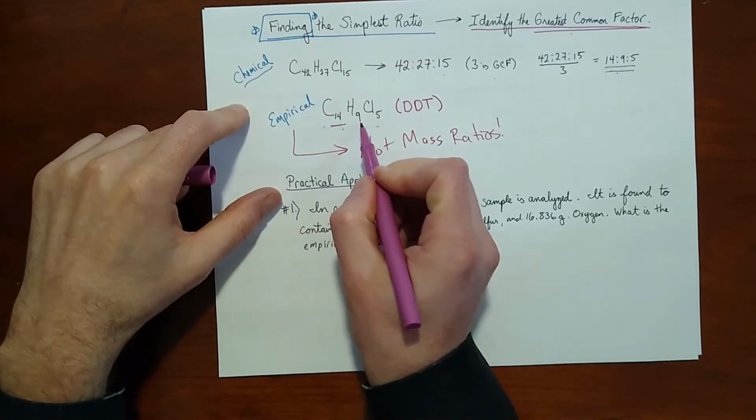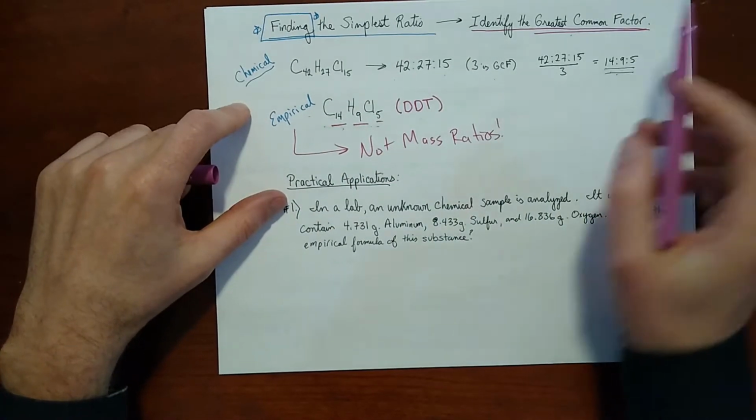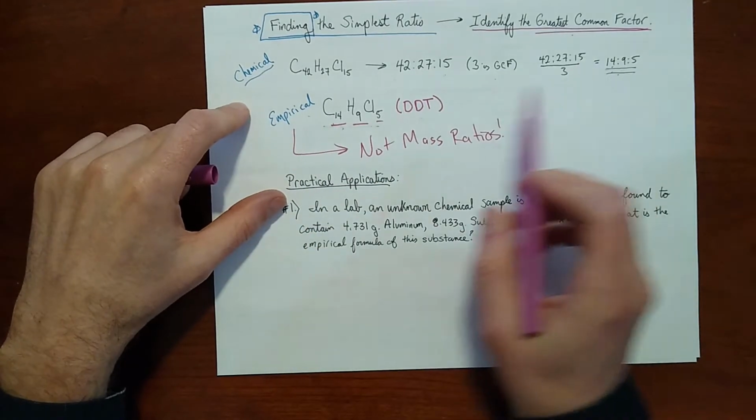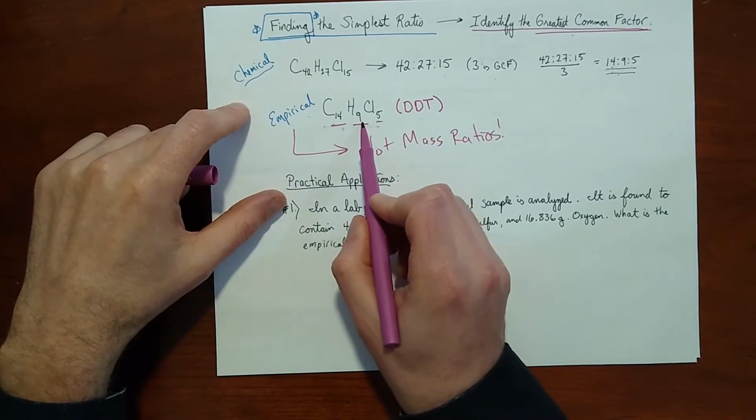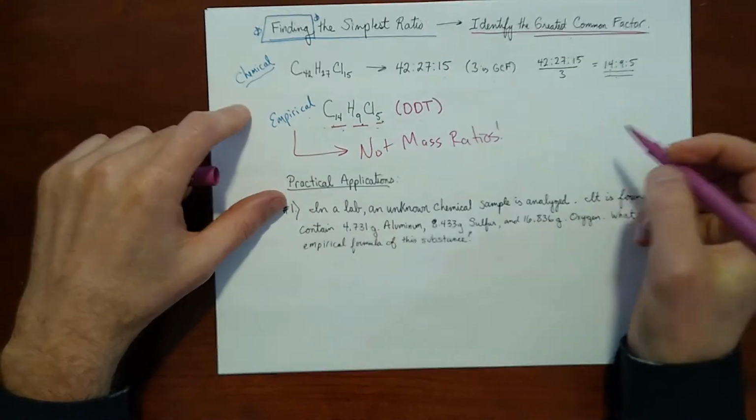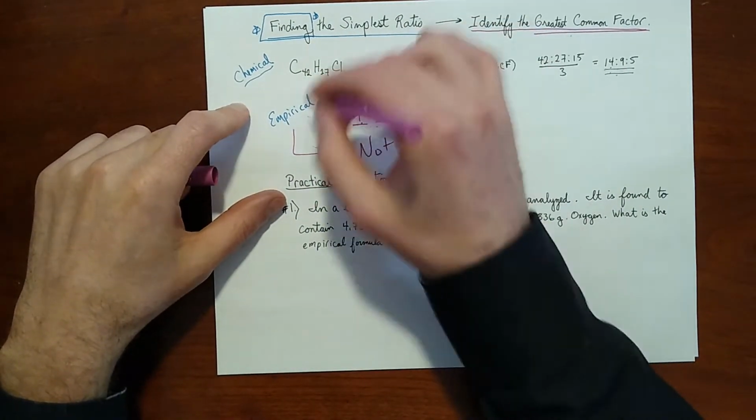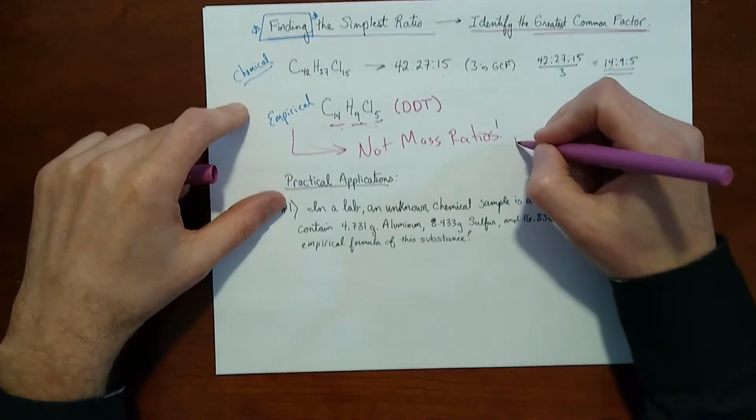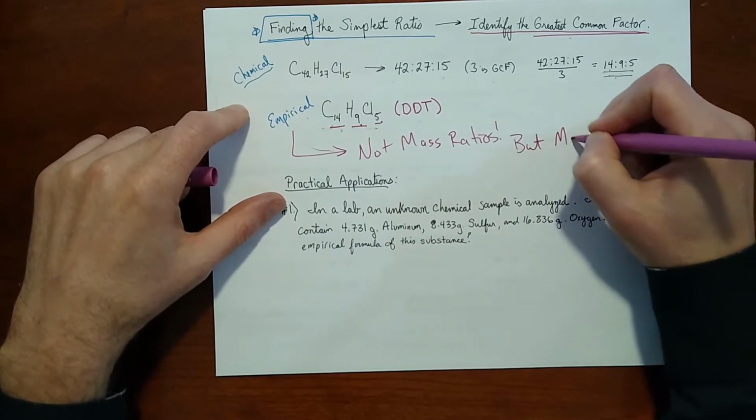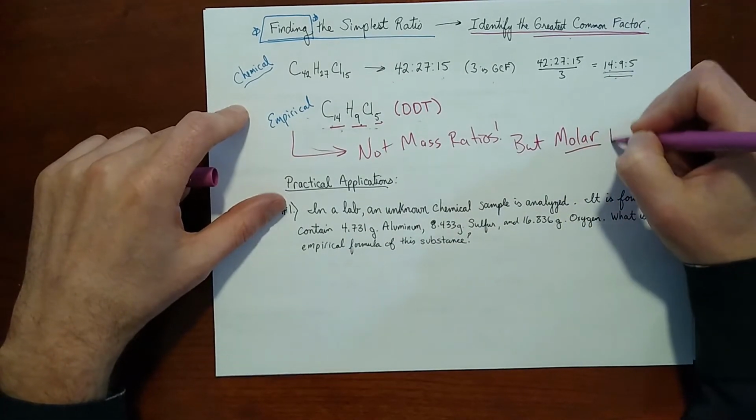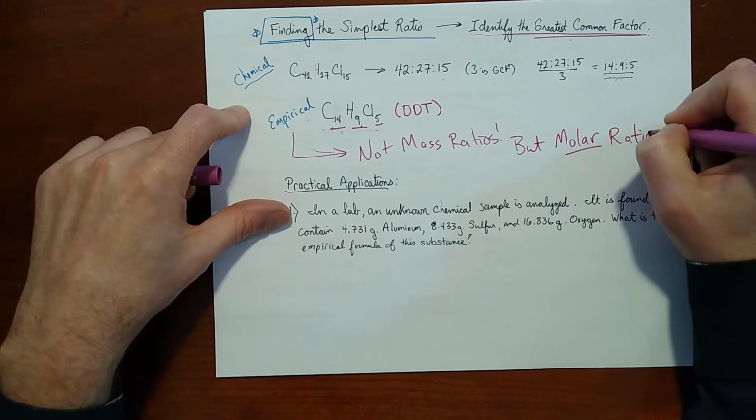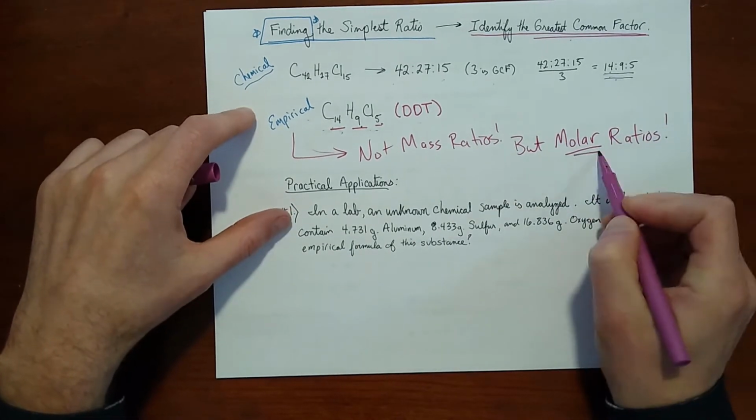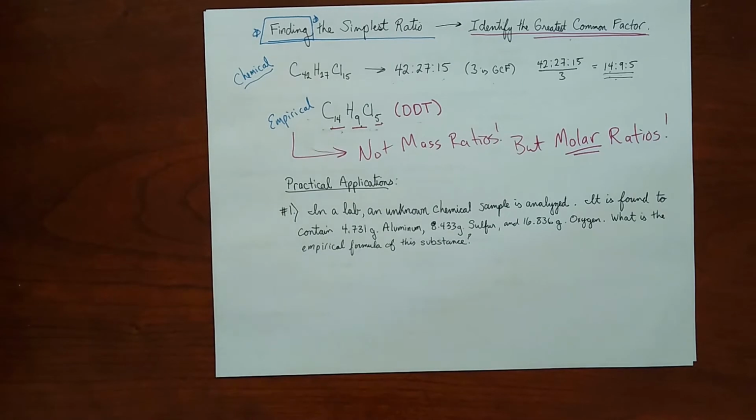But these are molar ratios. There are this many moles of this element compared to this many moles of this element compared to this many moles of this element in 1 mole of the entire compound. Okay, so we're looking to find the empirical formula, what we really need are molar ratios. So how can we find molar ratios in this case?